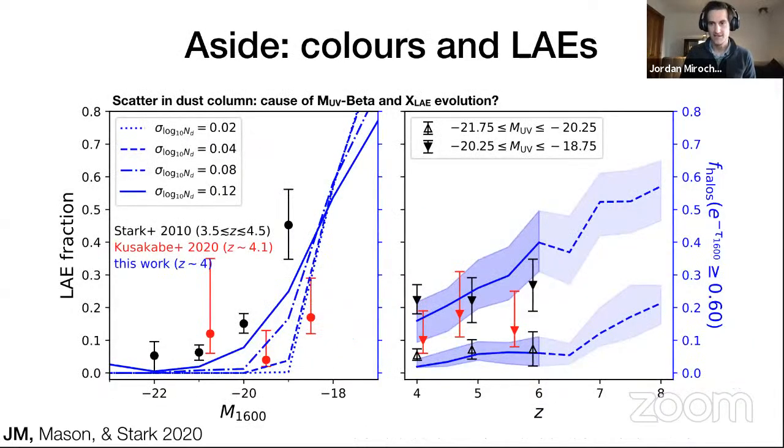Quick aside, feel free to ask me about this later. I think we have a kind of cute explanation for why UV colors and Lyman alpha emitter fractions could both be related to scatter in the dust column density in galaxies, but I don't have time to talk about this now. There are some details about this in the paper.